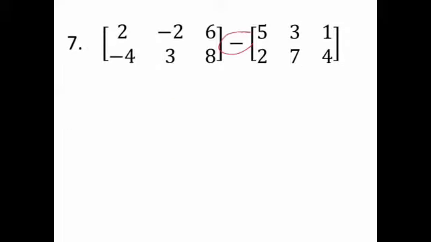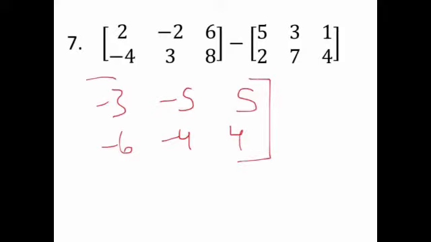On 7, you need to subtract the matrices, so make sure you're always subtracting all of these. We need to do 2 minus 5. That's going to give us negative 3. Negative 2 minus 3 is going to give us negative 5. 6 minus 1 is 5. Negative 4 minus 2 is going to give us negative 6. 3 minus 7 is going to give me negative 4. And then 8 minus 4 is going to give me 4. And that is my entire matrix.